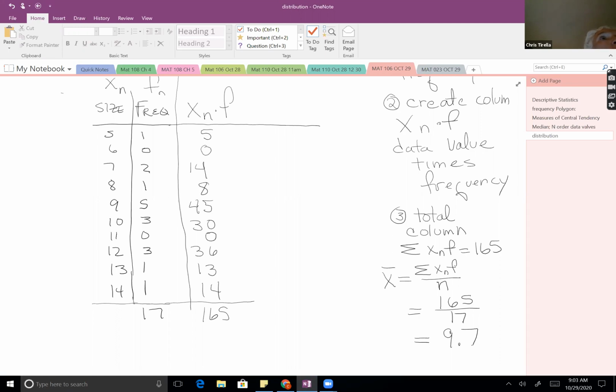And when I'm finding the average of a set of values that's in a frequency distribution, it makes sense that I have to take into consideration that there were 5 of this size and 3 of this size and so on, if I want to include the sizes of all 17 people.